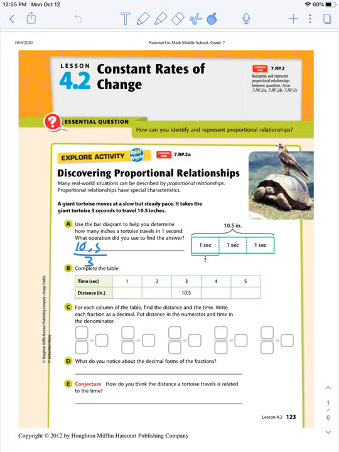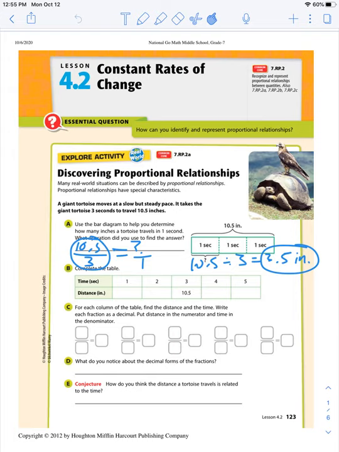Remember, this is kind of like our unit rates from 4.1. Anything with a rate per 1 unit is going to be a unit rate. So we want to know how far he'll travel in 1 second. Remember, one of our strategies there was to just solve this fraction or division problem. So what operation are we going to do to find the answer? We're going to divide. We're going to do 10.5 divided by 3, which is 3.5 inches. So the tortoise travels 3.5 inches per second.